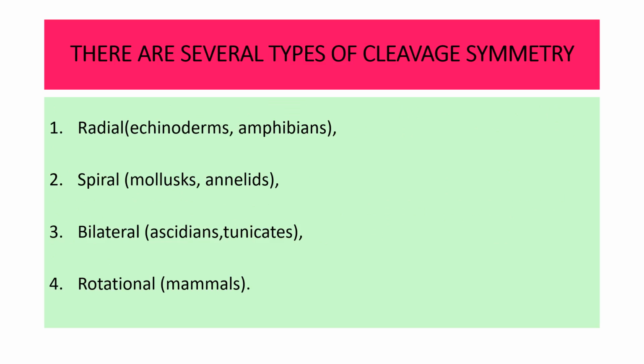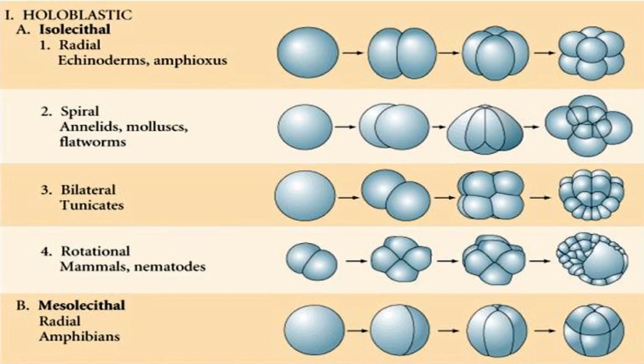Now there are several types of cleavage symmetry. Number 1, radial, seen in the case of echinoderms and amphibians. Spiral, mollusca and annelida. Bilateral, ascidians and tunicates. Rotational, mammals. Now see, this is how the cleavage pattern is. Number 1 is holoblastic. Holoblastic cleavage is shown by the isolecithal eggs or the mesolecithal eggs. In isolecithal eggs, as I've told you, there are 4 types of cleavages.